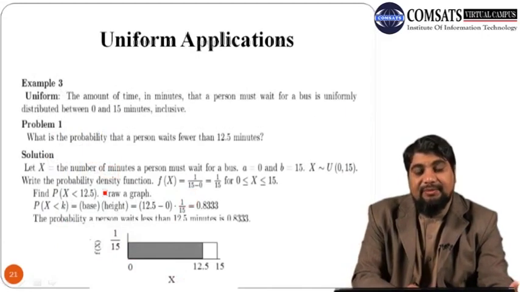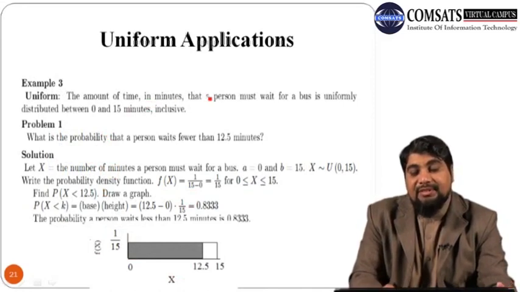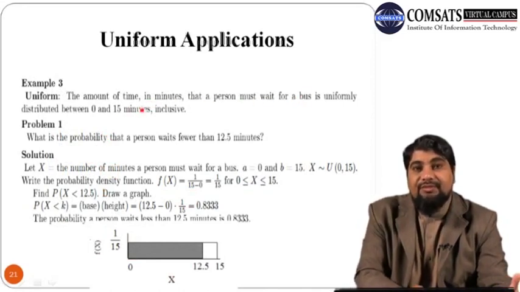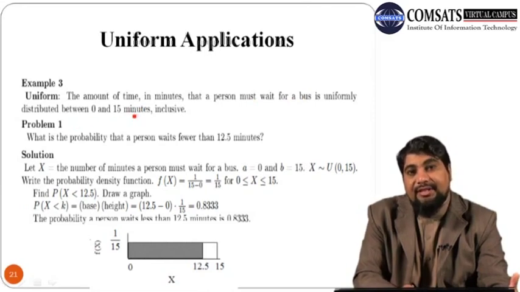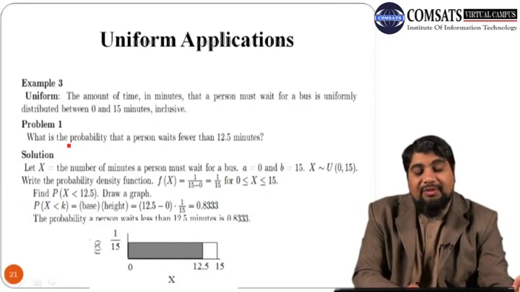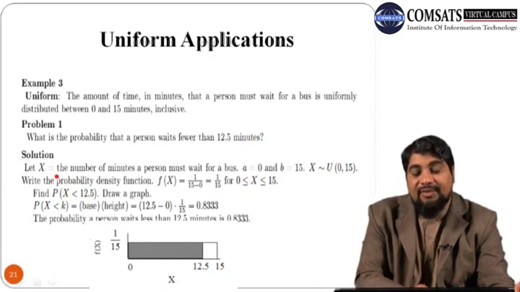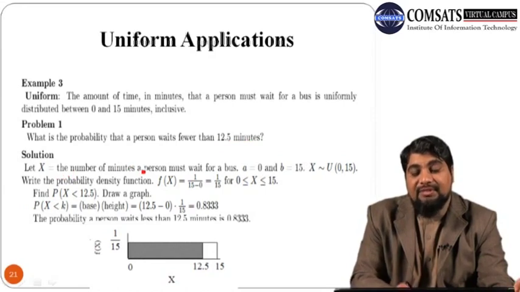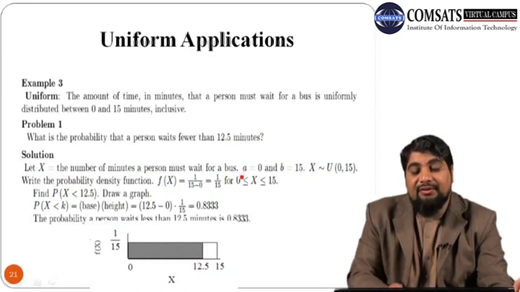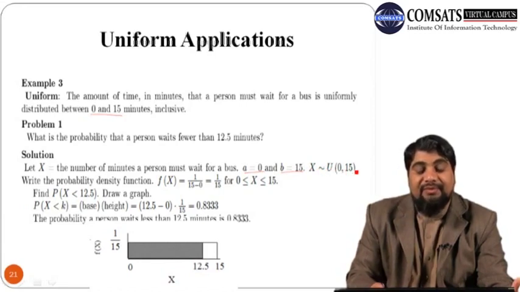So let us discuss another example. The amount of time in minutes that a person must wait for a bus is uniformly distributed between 0 and 15 minutes inclusive. What is the probability that a person waits fewer than 12.5 minutes? So in order to answer this question, let us define a random variable X, which represents the number of minutes a person must wait for a bus. Since the range is between 0 and 15, we can safely say that a is 0 and b is 15. So X is distributed as uniform between 0 and 15.